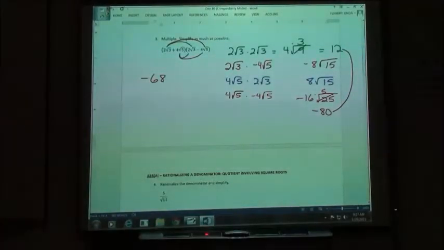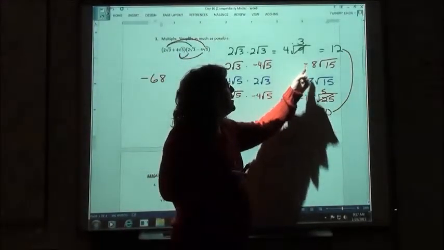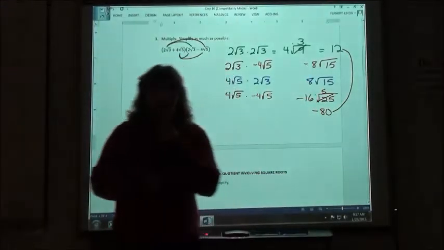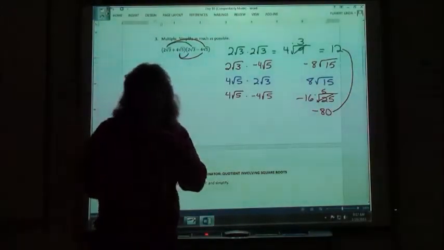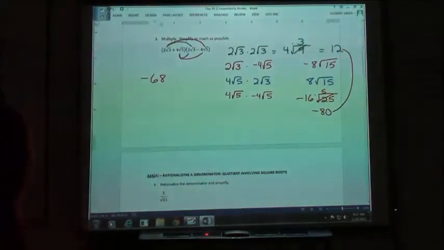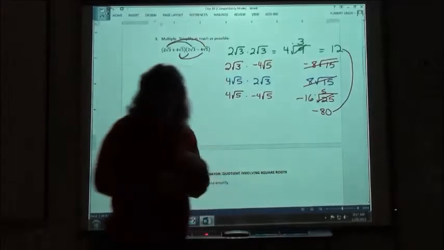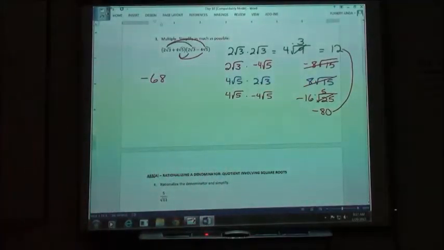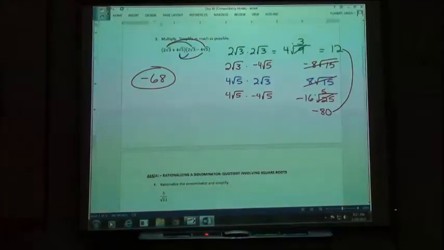And what happens when I do the negative 8 square root of 15 and the 8 square root of 15? What's a negative 8 and a positive 8? 0. They cancel each other out. They're opposites. Those are just gone. So my answer on this one, just the negative 68.